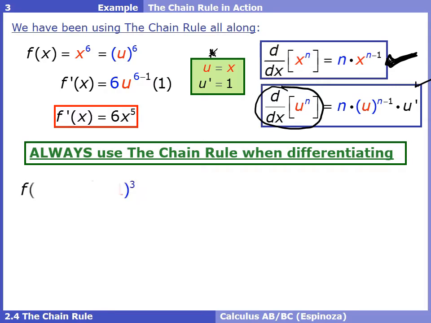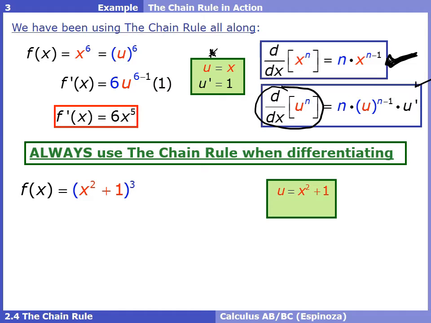Okay, so let's take a look at a problem that we do need the chain rule for. F of x equals x squared plus 1 to the 3rd power. How do I know that this is a chain rule problem, other than the fact that I said we should always be thinking about using the chain rule? Well, I see a function inside of another function. I see x squared plus 1, which is one function, all raised to the 3rd power, which is a different function. And since it's not a plain x to a power, we need to apply the chain rule.